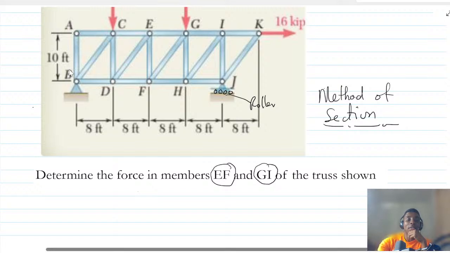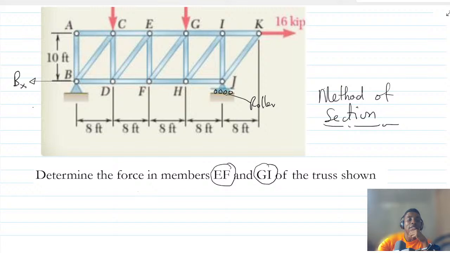So there will be a reaction along the X, so let's call this BX, and then there will be a reaction in the Y direction, so BY. And at the roller, a roller has only one reaction, so let's call that reaction JY.